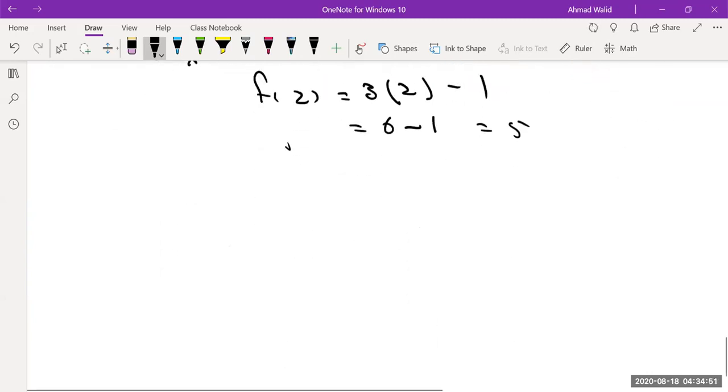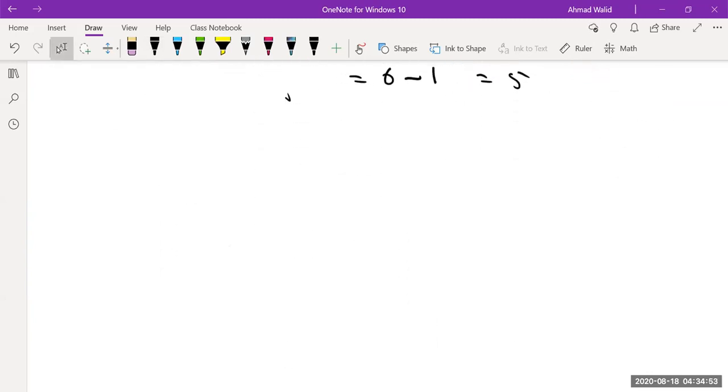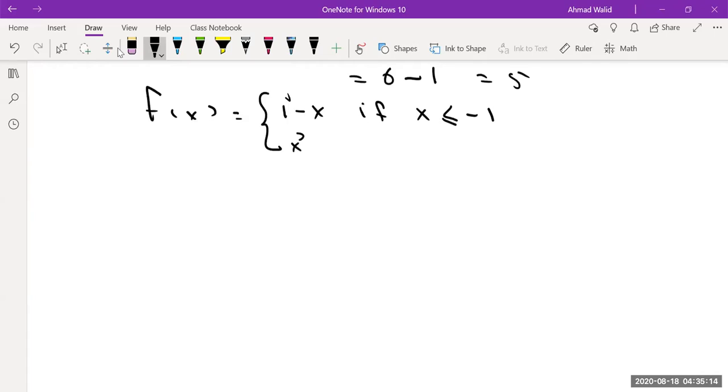Now I copy another example from your book. For example, they give you f of x equals 1 minus x if x is less than or equal to negative 1, and f of x equals x squared if x is greater than negative 1.